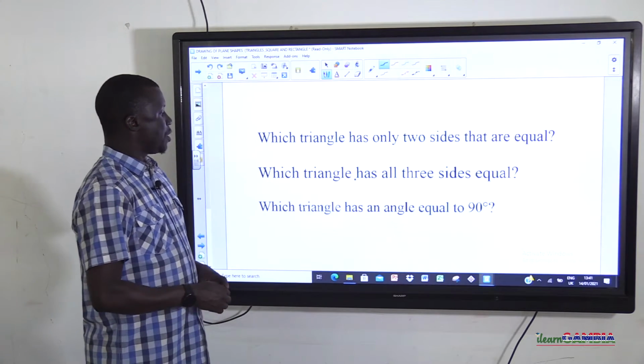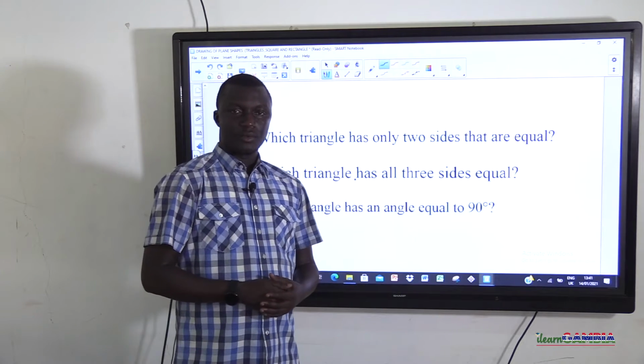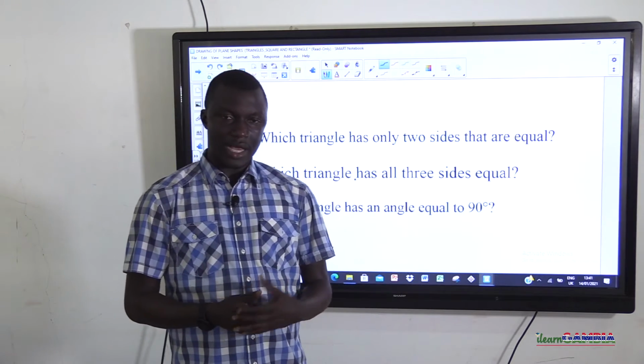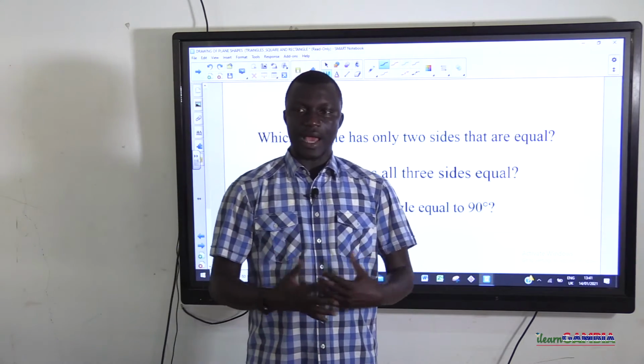The second question is, which triangle has all three sides equal? As we discussed before, equilateral triangles have all three sides equal.